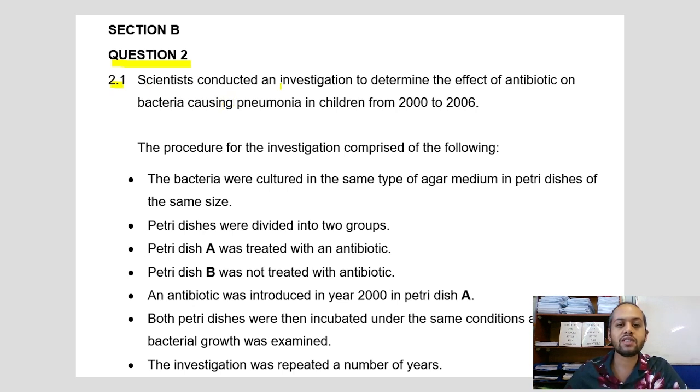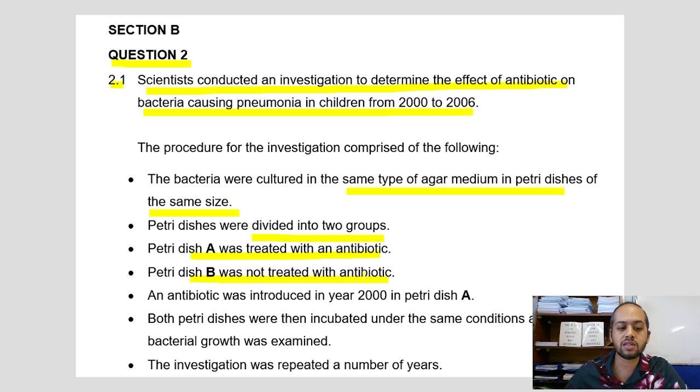So scientists conducted an investigation to determine the effect of antibiotic on bacteria causing pneumonia in children from 2000 to 2006. The procedure for the investigation comprised of the following. The bacteria were cultured in the same type of agar medium in petri dishes of the same size. The petri dishes were divided into two groups. Petri dish A was treated with antibiotic. Petri dish B was not treated with antibiotic. An antibiotic was introduced in year 2000 in Petri dish A. Both Petri dishes were incubated under the same conditions and the bacterial growth was examined. The investigation was repeated a number of years.